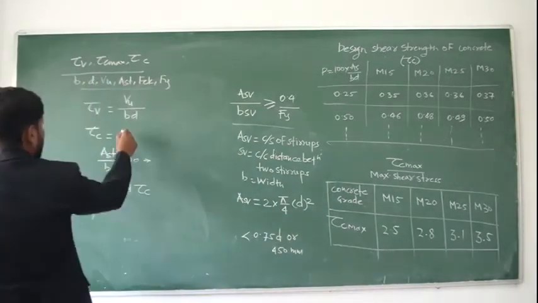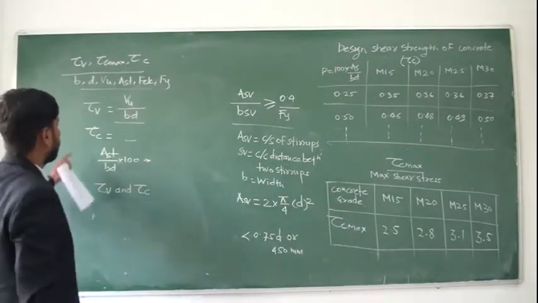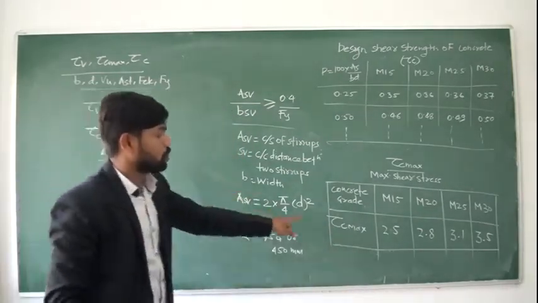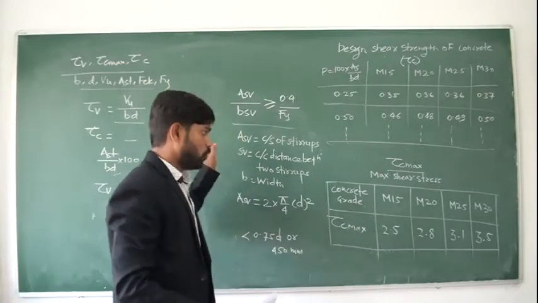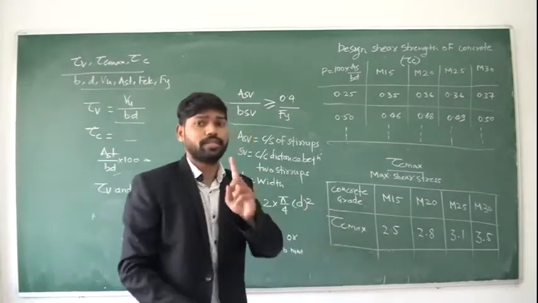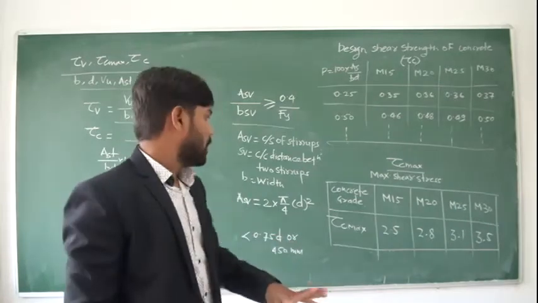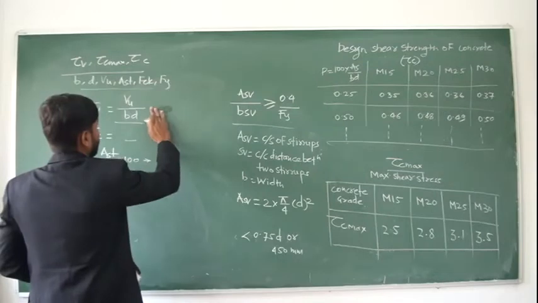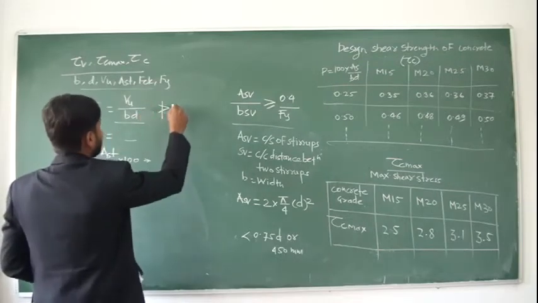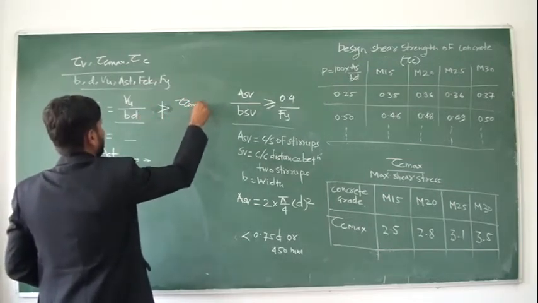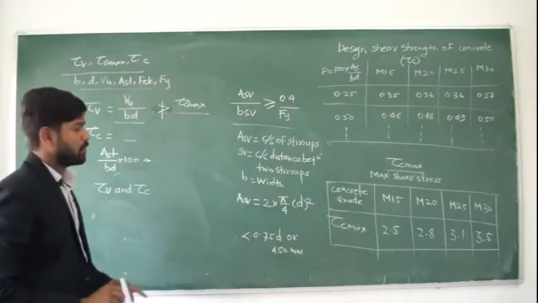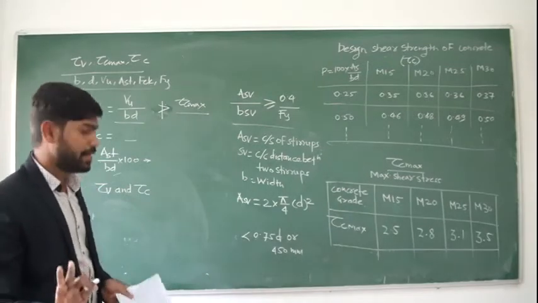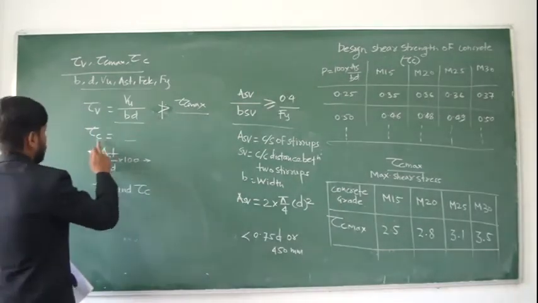Once you have calculated this tau v, first of all you have to check this tau v with tau c max, as I have told you. Once you calculate this tau v, you have to compare this with tau c max. If tau v is greater than tau c max, you have to redesign this section. It should not be greater. If it is less than tau c max, okay. If it is greater, you have to change the dimensions b and d. Then you calculate tau c.